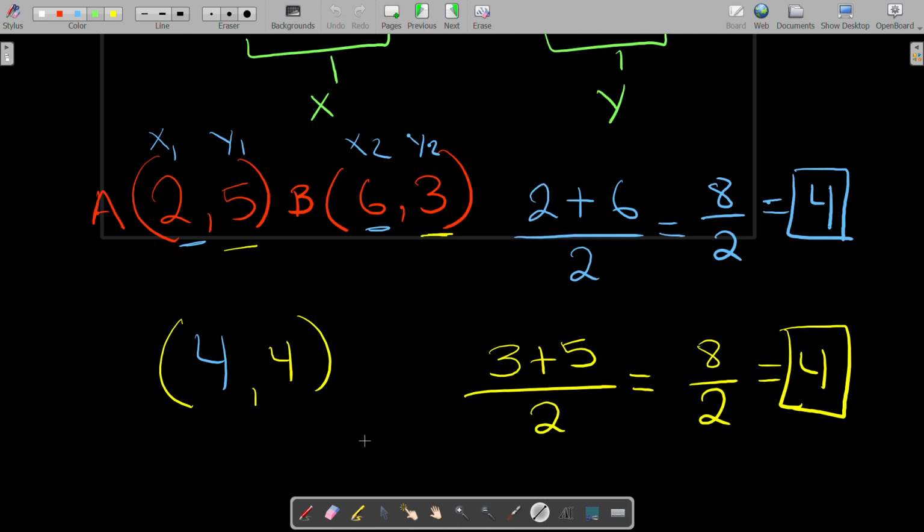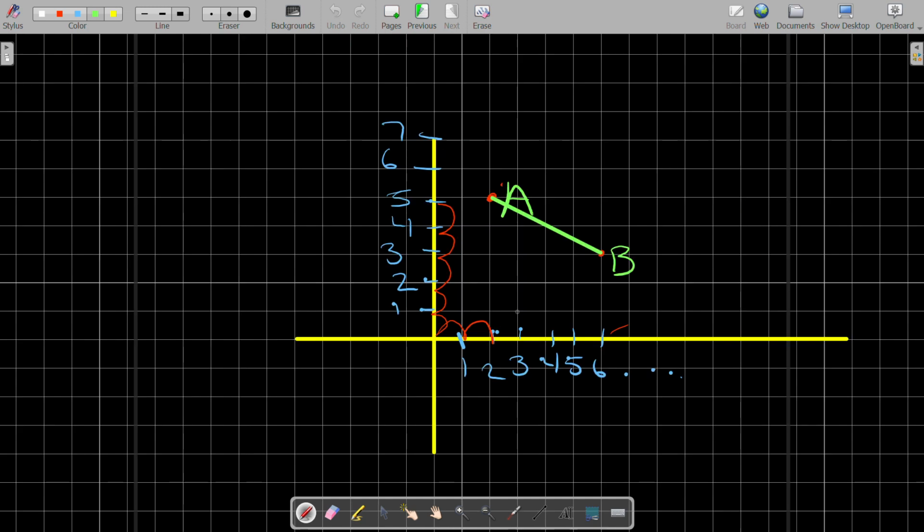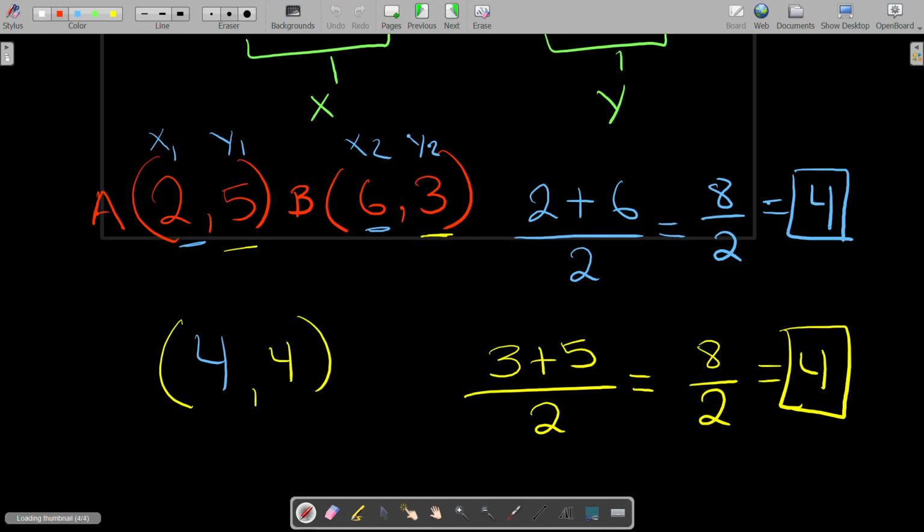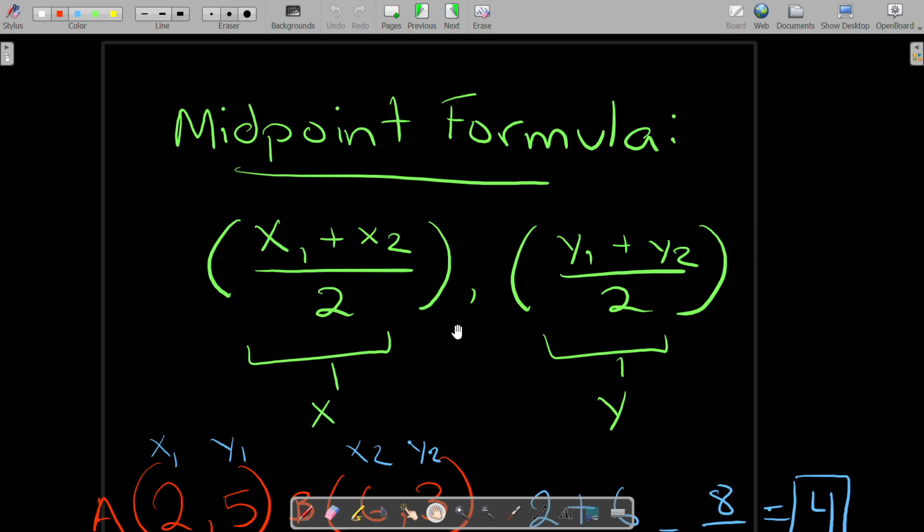Our midpoint is (4, 4), so let's plot that. (4, 4) is right here. If you look at it, it looks like the distance from here to here is the same. Well, we can't just assume that when we're given this. We have to take the coordinates of these two endpoints and plug them into the midpoint formula. So this is the midpoint formula right here.